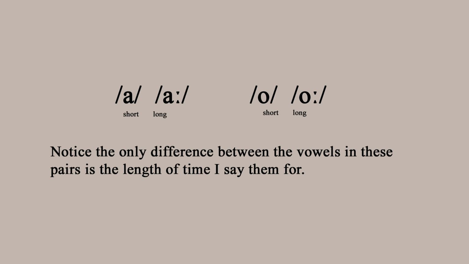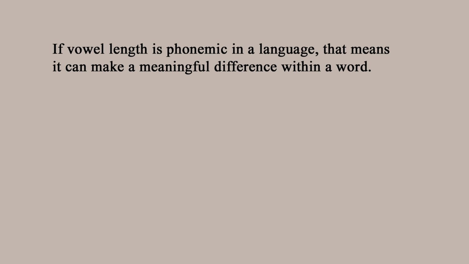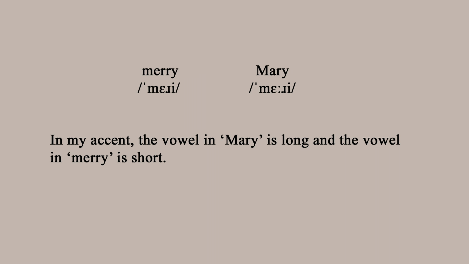Back to what I mean by phonemic. Well, if vowel length is phonemic in a language, that means that it's meaningful to the speakers of that language. In a language with phonemic vowel length, you can change just the length of the vowel, and that makes a meaningful difference to a word. So in my accent, merry and Mary are only different because of the length of time I say the vowel for. The vowel e can be either short e or long e in my dialect.